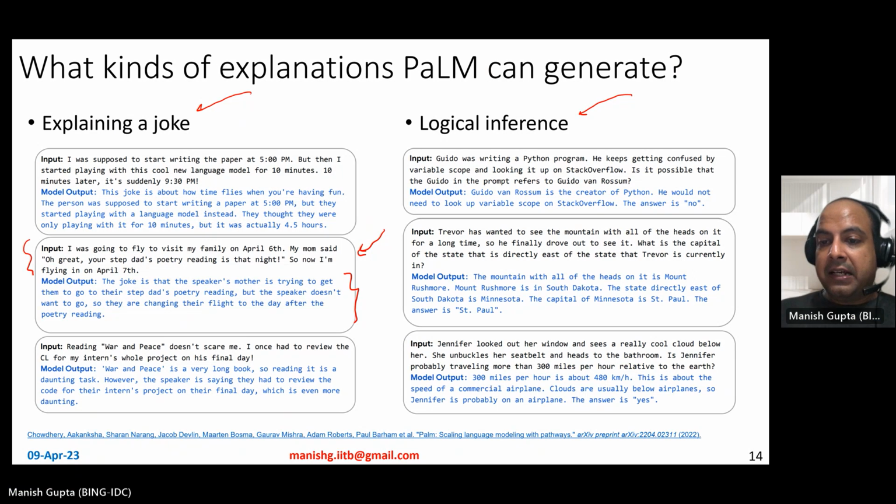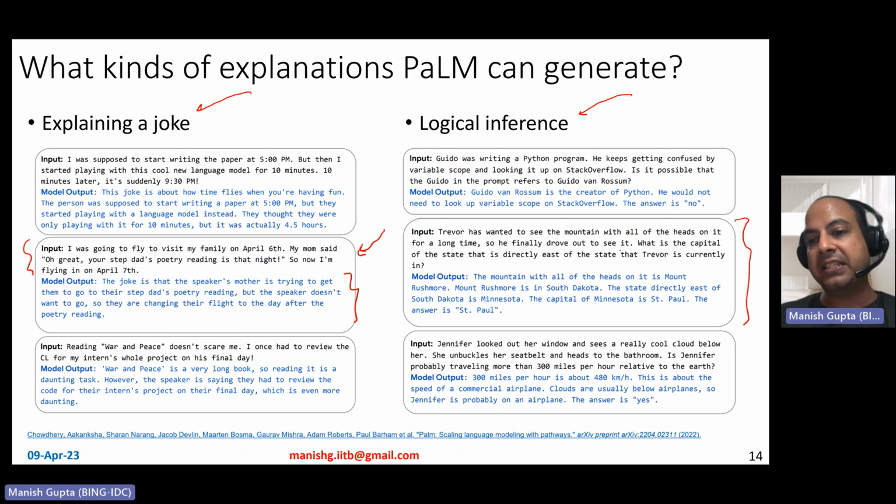Okay. Now look at this one, right? This is about logical inferencing. Trevor has wanted to see the mountain with all of the heads on it for a long time, so he finally drove out to see it. What is the capital of the state that is directly east of the state where Trevor currently is?